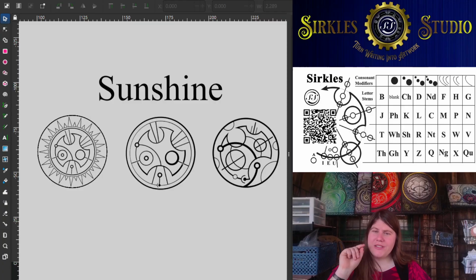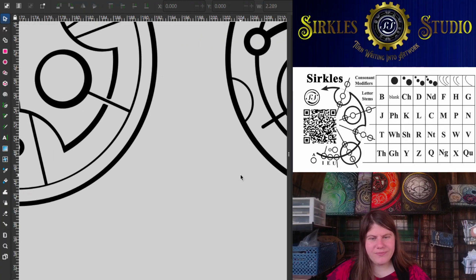So first things first, you read the script starting at the bottom, and then you go counterclockwise, like a time traveler going back in time. And that is true for the letters in a word as well as the words in a sentence, but since this is just one word, all we have to really worry about is the order for the letters in a word.